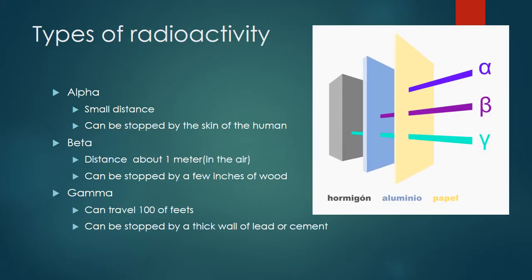Types of radioactivity. Alpha. The alpha radiation can only go through a very small distance and can be stopped by a sheet of paper or the skin of the human body. Beta. The beta radiation can go through the air for a distance of about 1 meter and can be stopped by a few inches of wood or a metal foil. Gamma. The gamma radiation can travel hundreds of feet into the air and can be stopped by a thick wall of lead or cement.